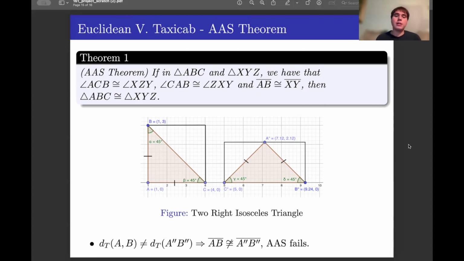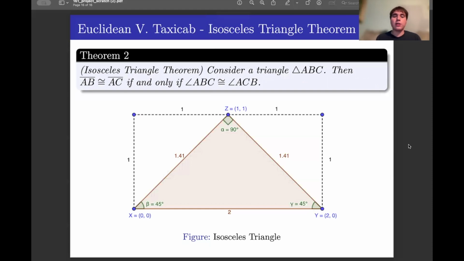The last triangle theorem we decided to cover was the isosceles triangle theorem. This theorem states that in any triangle, any two line segments are congruent to each other if and only if their corresponding base angles are congruent to each other. Using the figure below, we have triangle X, Y, and Z, where the side lengths XZ and YZ have an equal distance of 1.41 units in the Euclidean metric. And thus, by the isosceles triangle theorem, both the base angles, angle X and angle Y, are congruent, which they are. They both measure 45 degrees.